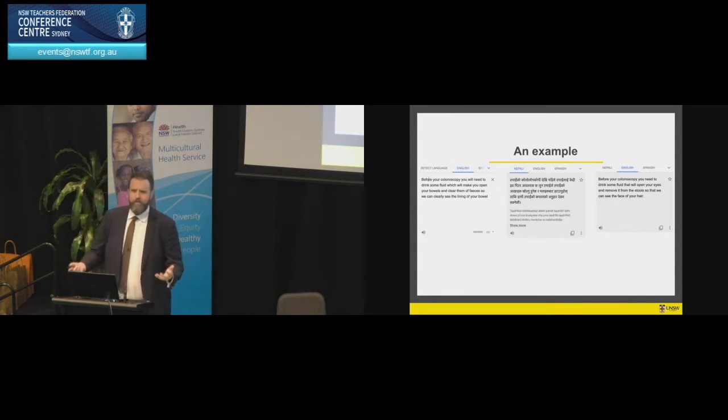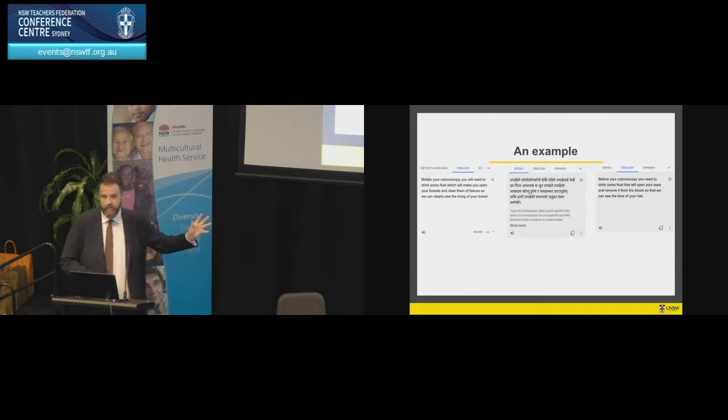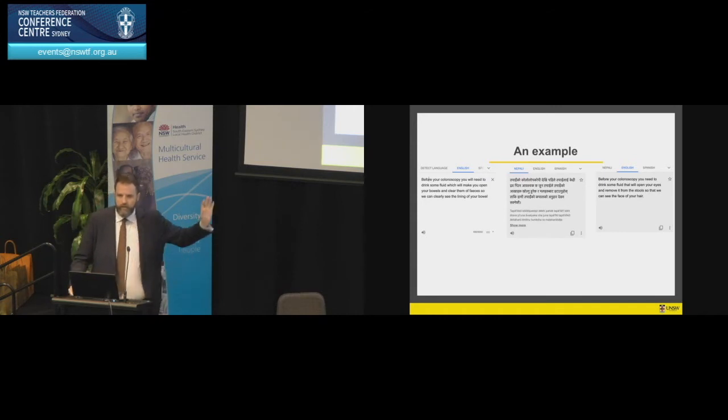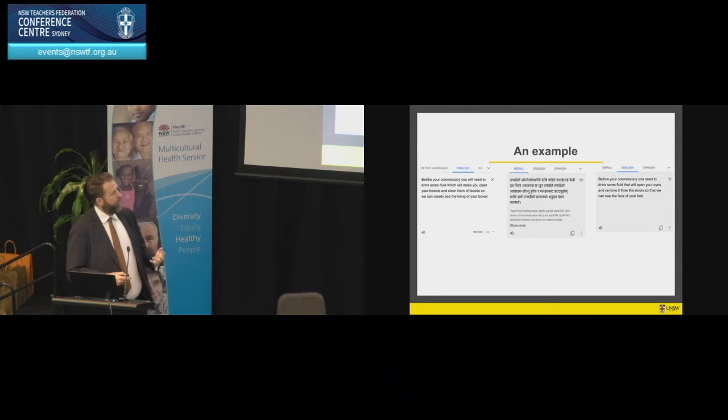So what does this mean for us in healthcare? That's a bit of a potted history of neural networks, but this is how it can play out in our settings. Here's an example of some information about how to prepare for a colonoscopy in English that's been translated using a popular translation app into Nepali, and then I've translated it back again, so we might have some compounding of the errors. But you get a sense, if we look at the initial instructions, what we get back is: before your colonoscopy, you need to drink some fluid that will open your eyes and remove it from the stools so that we can see the face of your hair.